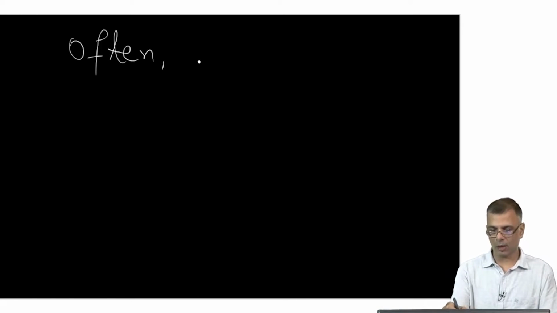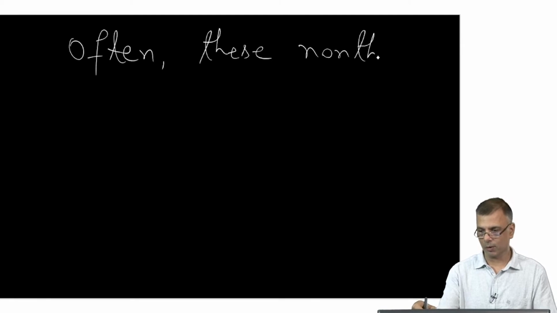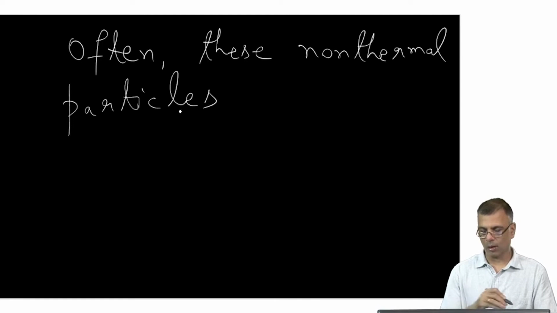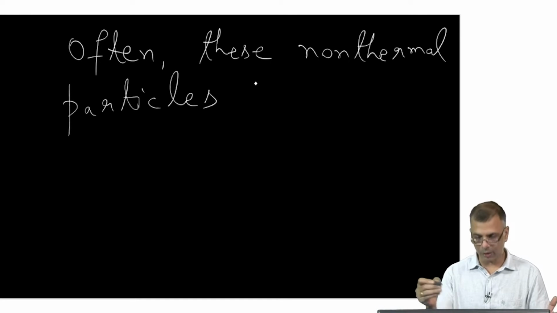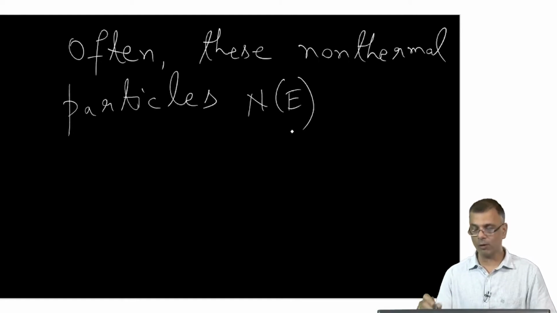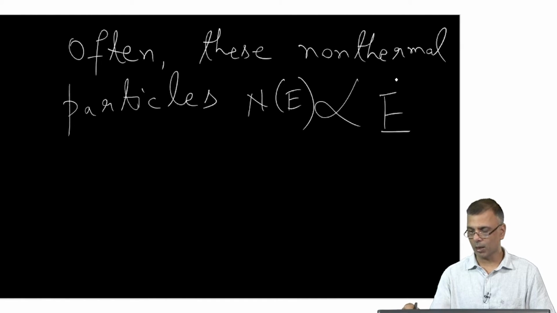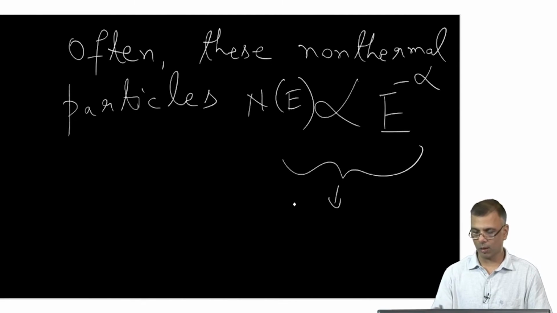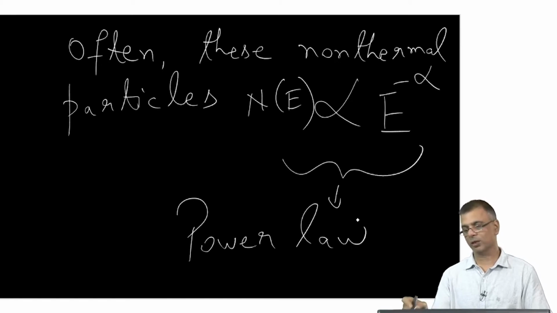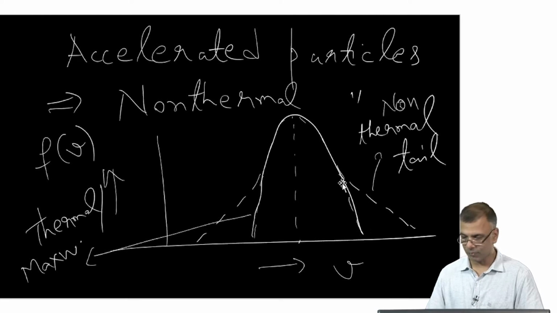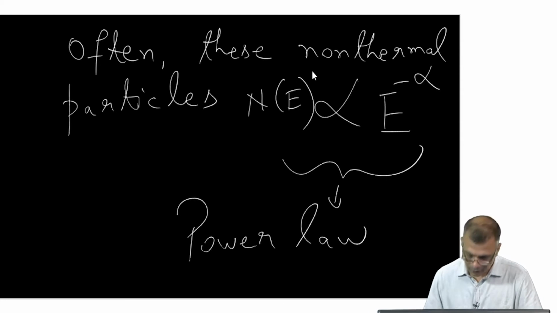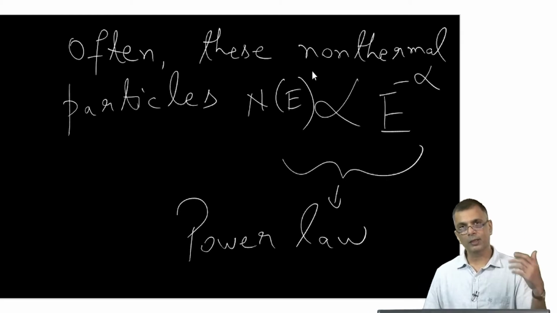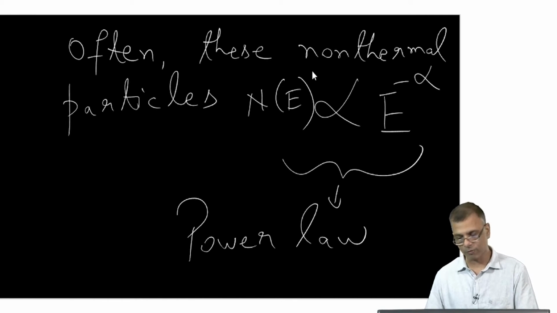So this is the deal, and often the distribution function of these non-thermal particles is a number per unit energy. It does not follow a Maxwellian, it follows a power law, like this, where this is the index of the power law. So this would be a power law distribution of energetic particles. It would be something like this right here. This would follow V raised to minus alpha kind of distribution. This is the kind of accelerated particle distribution which we hold shocks responsible for.